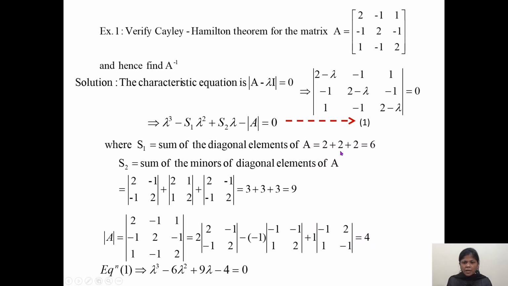After getting S1, S2 and determinant of A, we put all the values in equation 1. We get the characteristic equation as lambda cube minus 6 lambda square plus 9 lambda minus 4 equal to 0. This is the characteristic equation. Let us call it equation number 2. Now for verification purposes, we replace lambda by A in the left hand side of this equation. So we get A cube minus 6A square plus 9A minus 4 times I on the left hand side. Here we need A cube, A square.